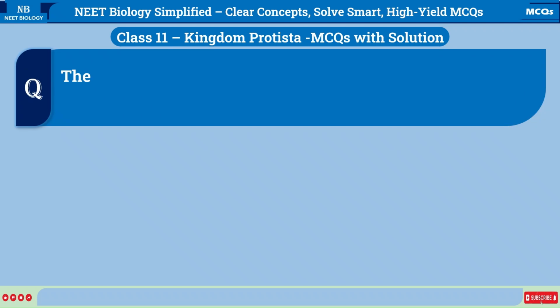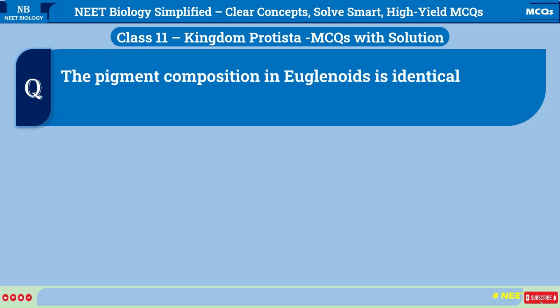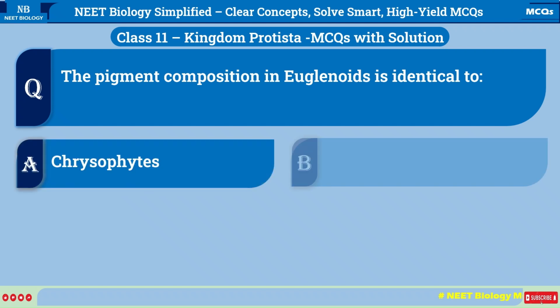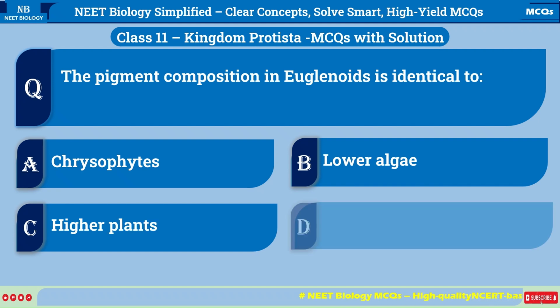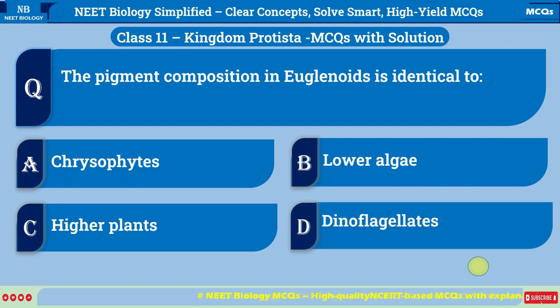The pigment composition in Euglenoids is identical to A. Chrysophytes. B. Lower algae. C. Higher plants. D. Dinoflagellates.